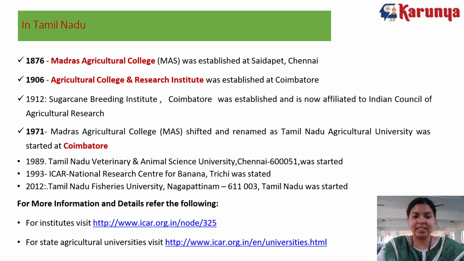And in 1876, Madras Agriculture College was started in Saidapet, Chennai. 1906, Agriculture College and Research Institute in Coimbatore was started. 1912, Sugarcane Breeding Research Station in Coimbatore. 1971, Madras Agriculture College was shifted and renamed as TNAU, which is now in Coimbatore. And these are some of the important milestones that happened in the history of agriculture in India and Tamil Nadu.